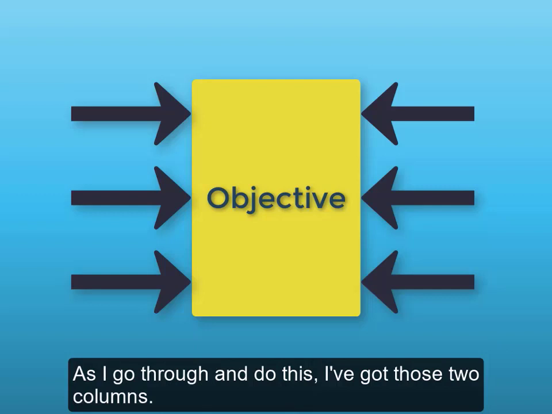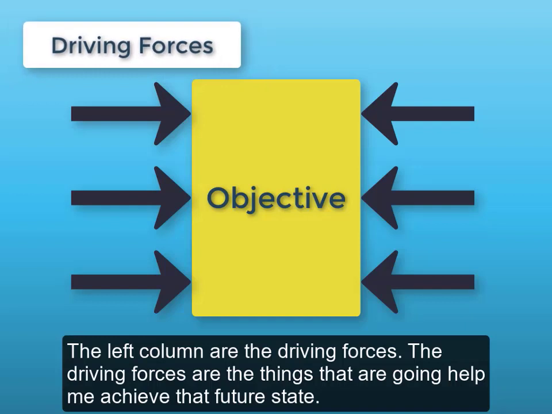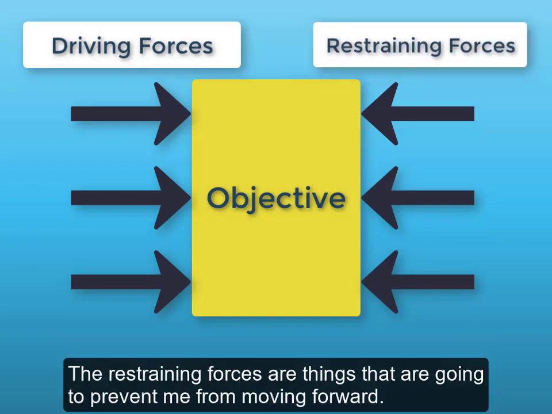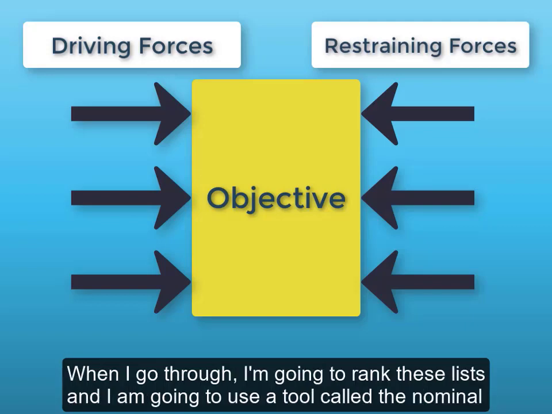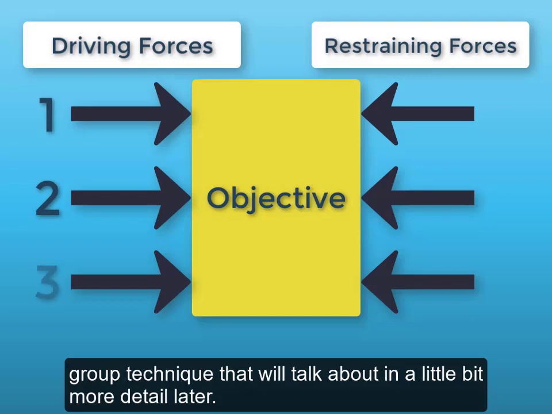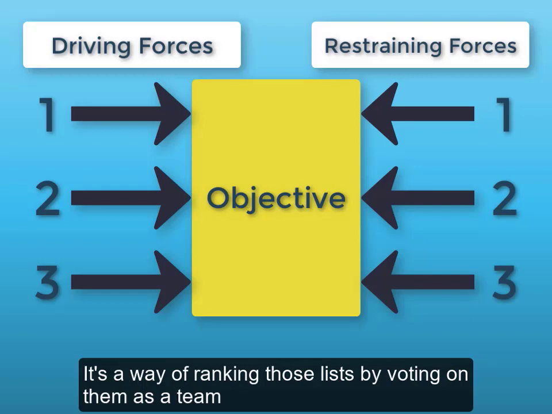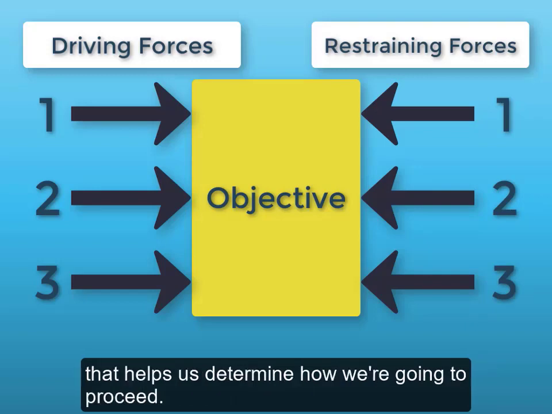As I go through and do this, I've got those two columns. That left column are the driving forces. The driving forces are the things that are going to help me achieve that future state. The restraining forces are things that are going to prevent me from moving forward. When I go through, I'm going to rank these lists, and I'm going to use a tool called the nominal group technique that we'll talk about in a little more detail later. But it's a way of ranking those lists by voting on them as a team, and that helps us determine how we're going to proceed.